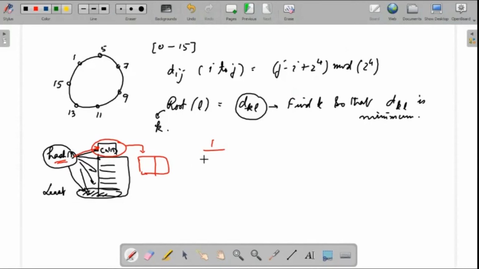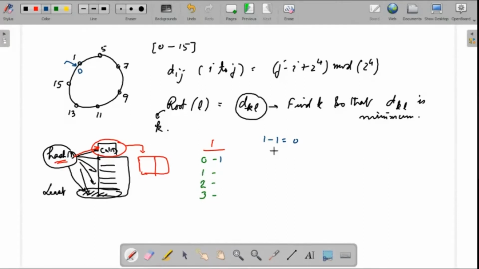So the entries will be 2 raised to power 0, 2 raised to power 1, 2 raised to power 2, and 2 raised to power 3. There will be only 4 entries actually. So for 0, 1 minus 1 will give me 0. 0 does not exist, as you can see, so 0 will be somewhere here. So the root node will be 1 as per the definition. So I will write 1 here.